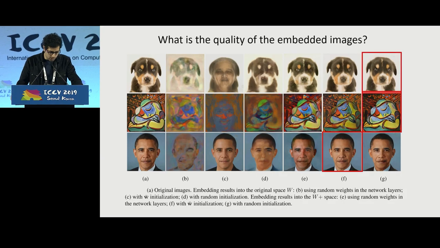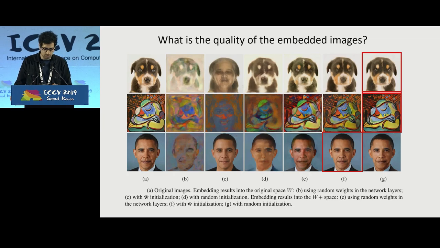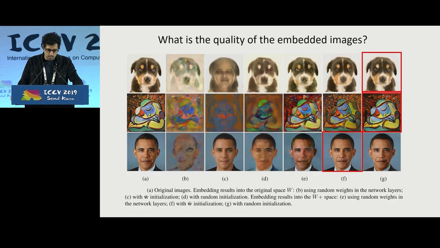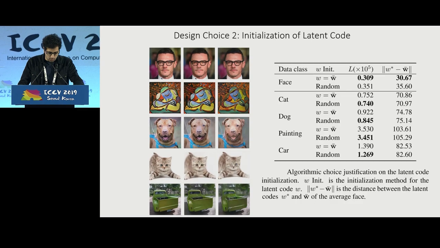What is the quality of the embedded images? This figure shows how W space embeddings are different from W plus embeddings. Here, the first column represents the original images. The second column represents W space embeddings with random network weights. The third column represents the W space embeddings with mean face vector initialization. And the fourth column represents the W space embeddings with random sampling initialization. And the other columns are of W plus space. As you can see in the highlighted images, W plus images are quite good.